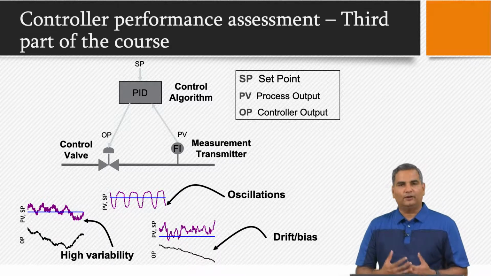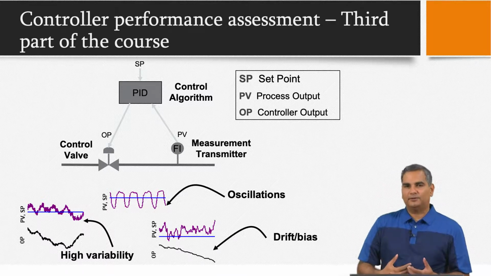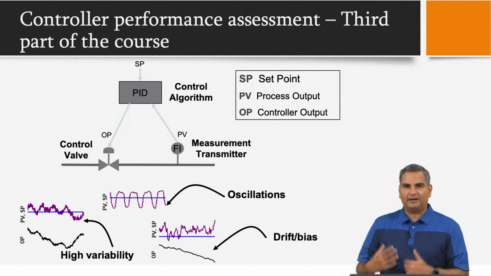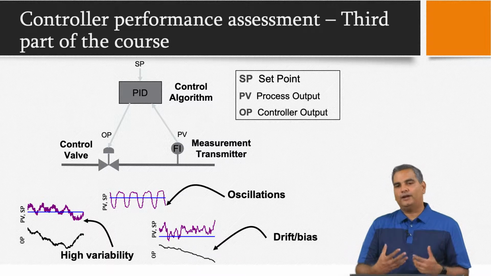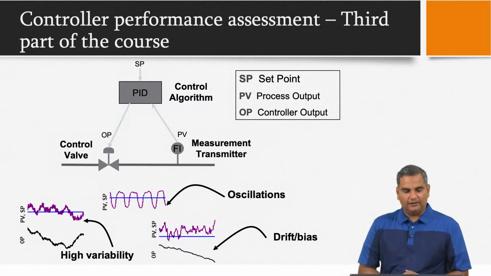So, how do you find out the performance of a control loop, and how do you grade these performances so that you say these loops are working better than the other loops? How do you find loops that are critical and require maintenance in the next maintenance cycle and so on? So, all of those questions are answered by this field of controller performance assessment.